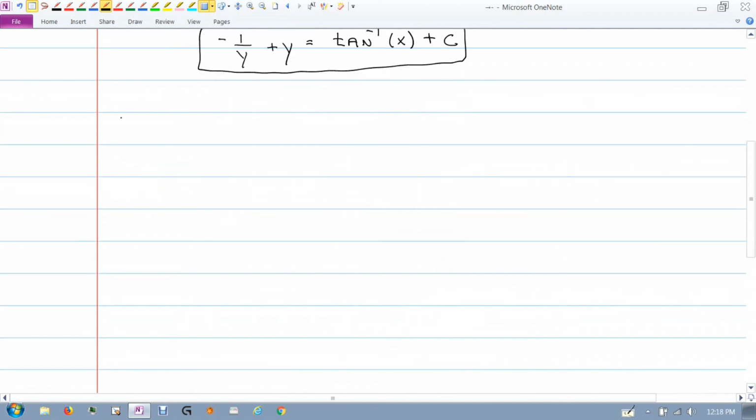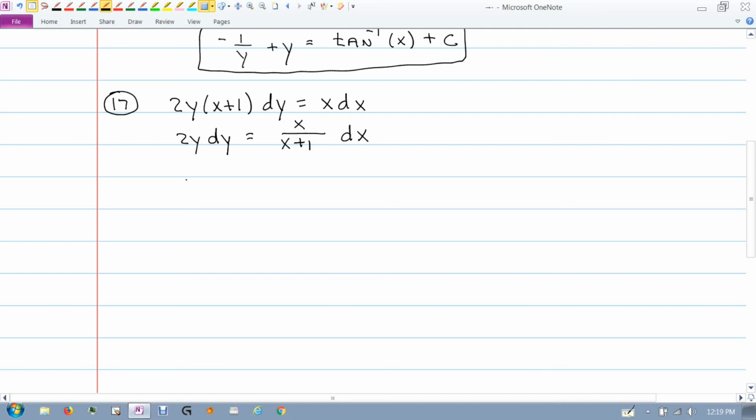Moving to 17. 2y times x plus 1 dy equals x dx. All right, divide both sides by x plus 1. Okay, the antiderivative now. On the left, we just get y squared, so nothing tricky there.